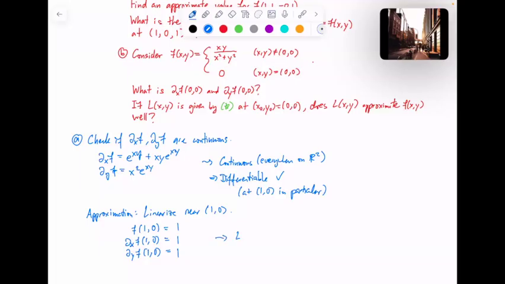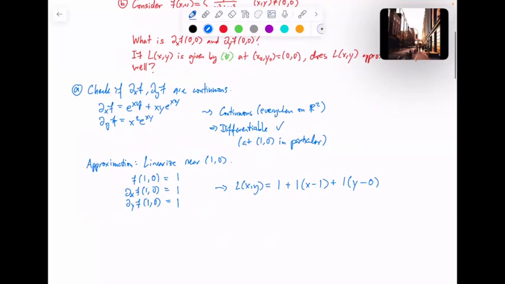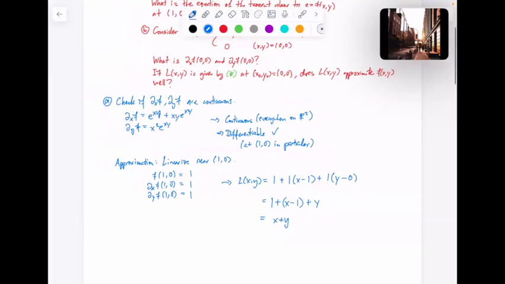So this tells you that the linearization near 1, 0 is going to be f at 1, 0, so that's 1, plus partial x of f, which is 1, times x minus your base point, which is 1, plus 1 times y minus your base point, which is 0 in y. And so this is 1 plus x minus 1 plus y. And what is this? This is just x plus y.